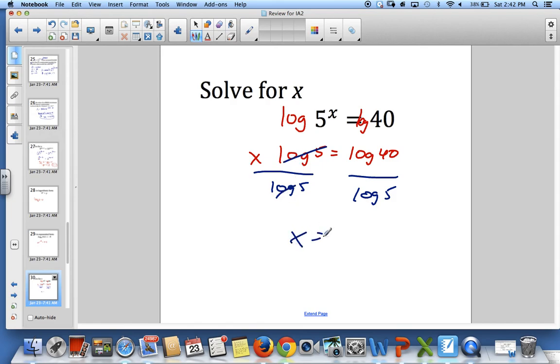So I get x equals, and then I go to my calculator and I put log 40 divided by log 5, and I get x equals 2.292, somewhere around there. So that should be the answer there. Let's round it off. A couple more problems and then we're done.